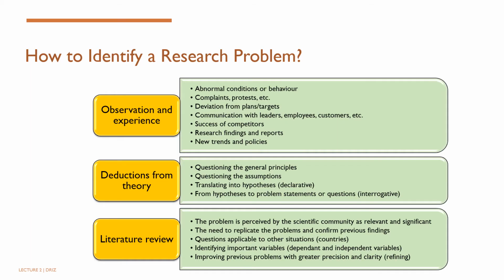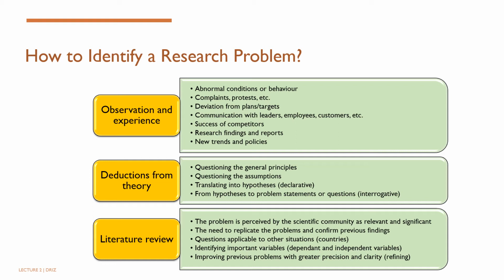So you already know what are the issues to consider in identifying a research problem. Now let's take a look at how to identify a research problem. Ideas for a research problem tend to come from two sources: real life and the scholarly arena. First, identifying a research problem can be as simple as observation and experience. By observing abnormal conditions or complaints and deviations from planned targets, you may encounter ongoing issues on a daily basis. These ongoing obstacles and issues can be the catalyst for developing a research problem.